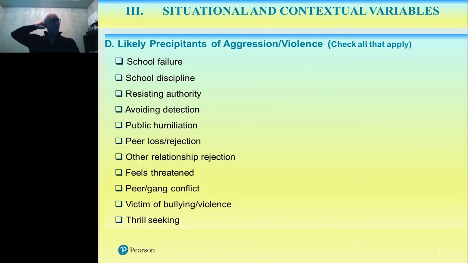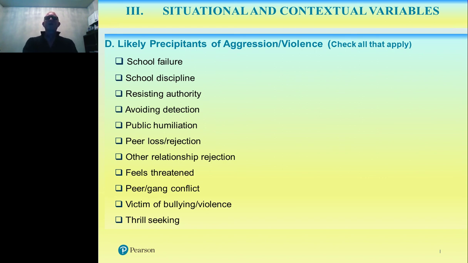D, now, who are the likely participants? What are the likely precipitants of aggression and violence? And check all that apply. Okay, school failure, discipline, just resistance to authority, whether it's being applied by the police or PO or mom or dad, older brother or sister, who knows, or school personnel.